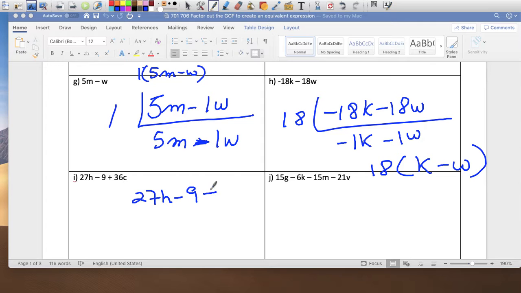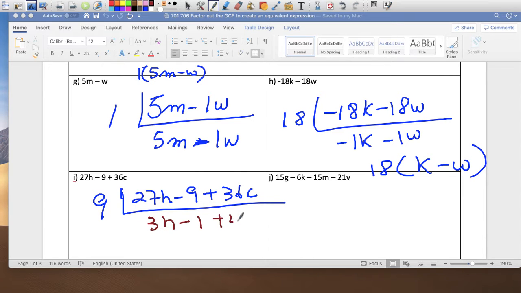27h minus 9 plus 36c looks like a 3. Well, can we go higher than 3? Let's try to go higher. 3 works, right? But also 9 works. So 9 goes into 27, 3h. 9 goes into 9 one time. And 9 goes into 36 four times, and 4c, by the way. Final answer, 9 times 3h minus 1 plus 4c.